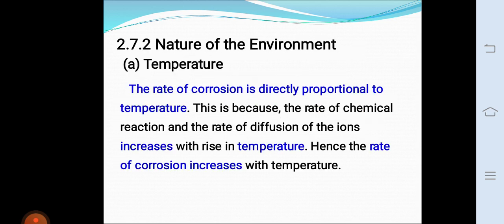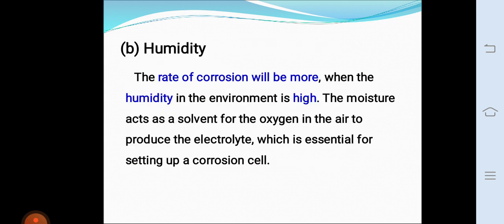Humidity. The rate of corrosion will be more when the humidity in the environment is high. The moisture acts as a solvent for the oxygen in the air to produce electrolyte, which is essential for setting up corrosion cell. Then the presence of corrosive gases.